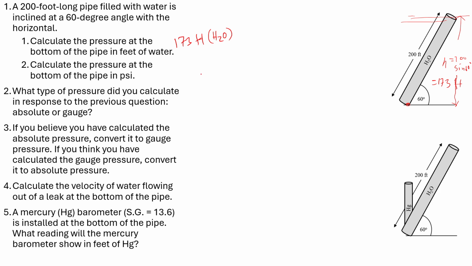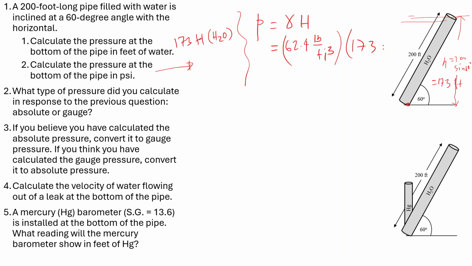And then the second question is asking, convert that to PSI, pound per square inch. We have discussed the pressure head and how the equation P equals gamma H is developed, so check that video. In this case, gamma is the water gamma, which is 62.4 pound per foot cube, and the height of the liquid is 173. To be exact, it is 173.2 foot. It will not make a huge difference because it's a very large number.